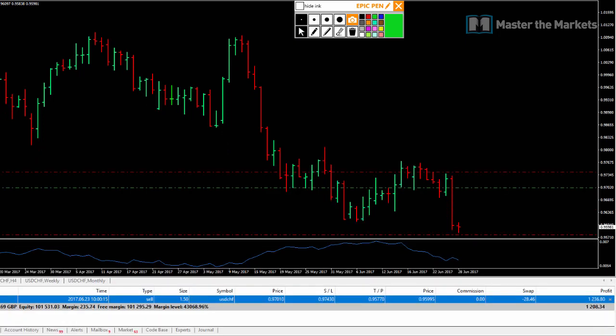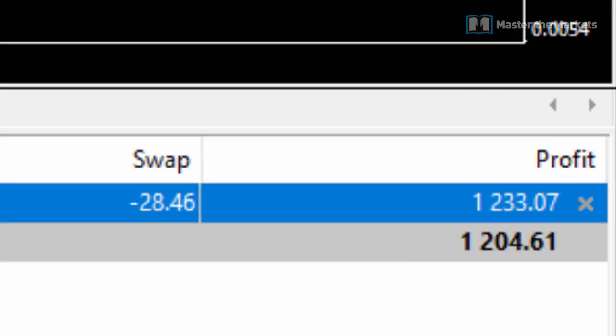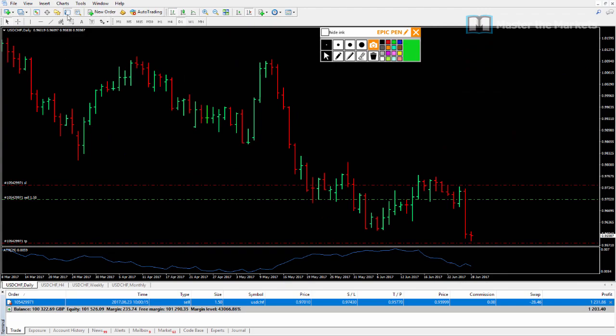We'll update you on how this trade actually carries on. Just a little bit more than 1,200 pounds at the moment. We'll see how this carries on towards the target that we have placed. That update will come very soon. That's on the dollar Swiss trade, the dollar Swiss currency pair trade that we are having at the moment in terms of smart money.